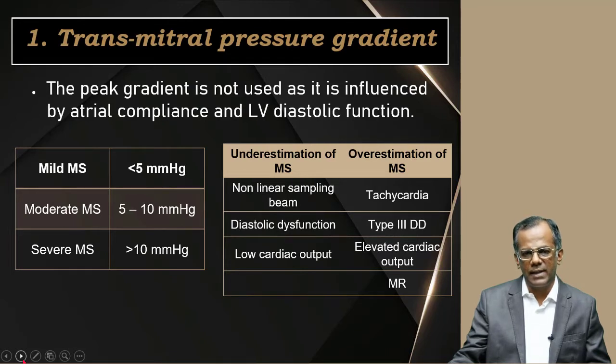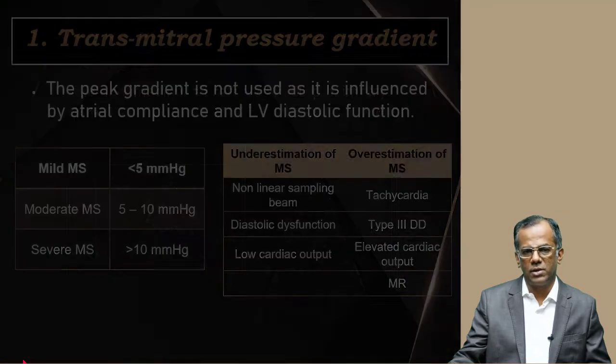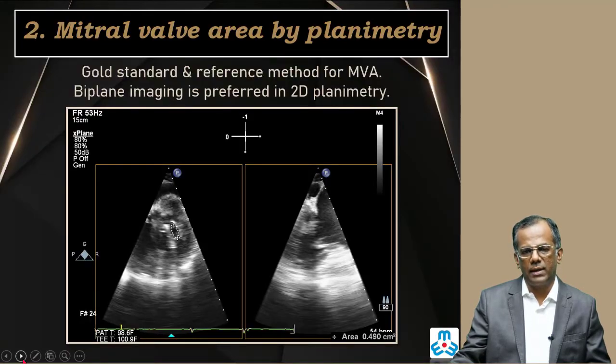Now there are certain fallacies in using pressure gradient for classification of mitral stenosis. There can be underestimation of mitral stenosis if there's a non-linear sampling beam, type 1 diastolic dysfunction or a low cardiac output. And there's an overestimation of mitral stenosis during tachycardia, type 3 diastolic dysfunction, elevated cardiac output and mitral regurgitation. The second modality is mitral valve area by planimetry.